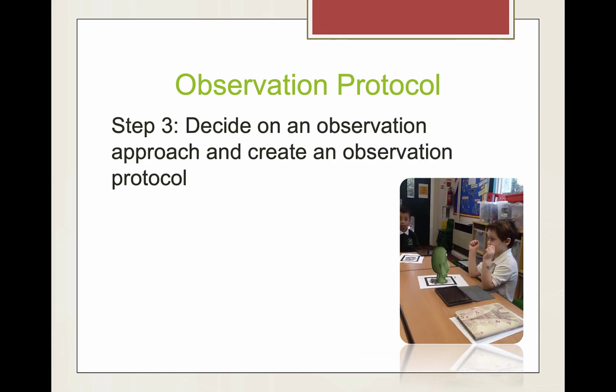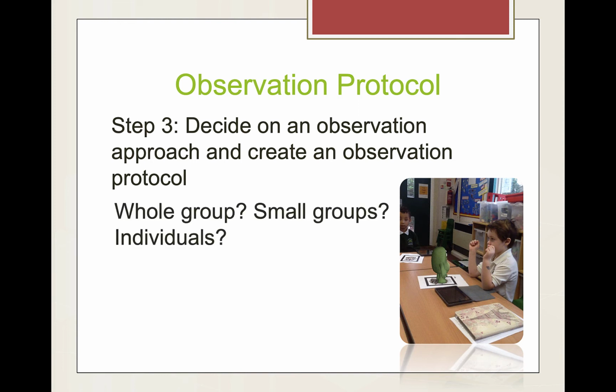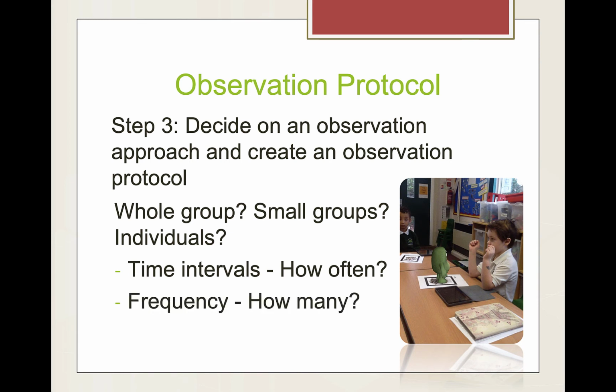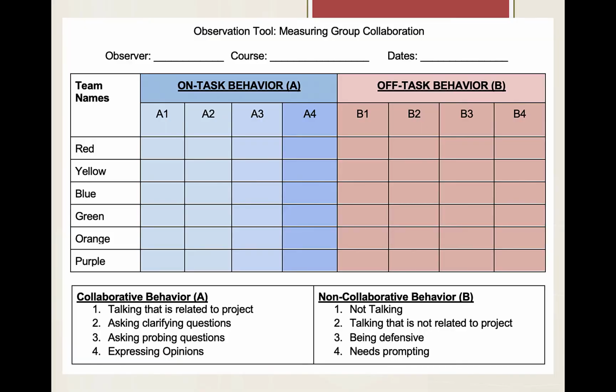Step 3, decide on an observation approach and create an observation protocol. Do you want to use whole groups, small groups, or individuals for your observation? Do you want to look at time intervals, that is how often, frequency, how many, or checklist, just yes and no? This is an example of an observation tool for measuring group collaboration.